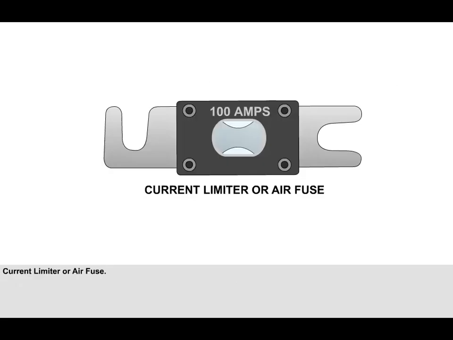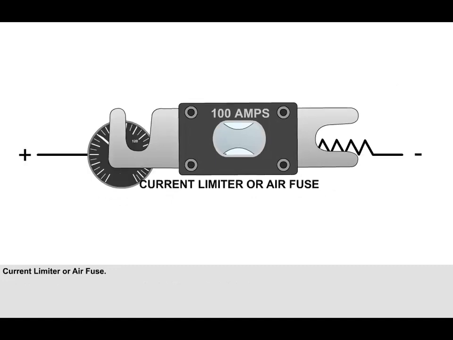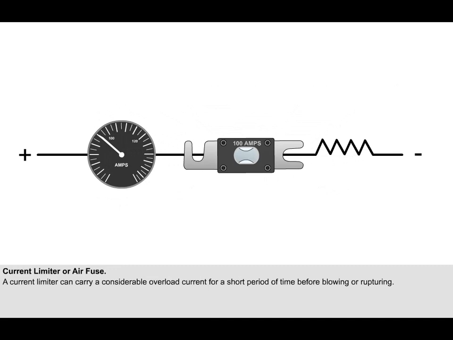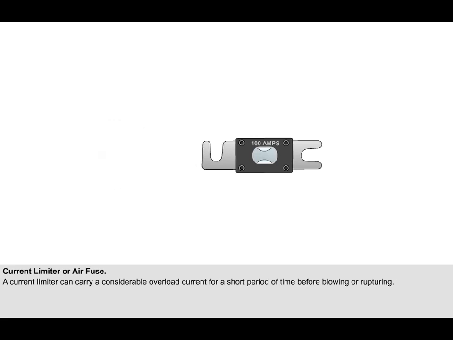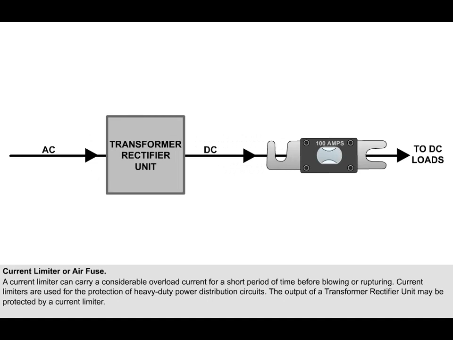Current limiters, or air fuses, are fuses which are again used in high current circuits. They are designed in such a way that they can carry a considerable overload current for a short period of time before blowing or rupturing. Their application is confined to the protection of heavy-duty power distribution circuits. The output of a transformer rectifier unit will be a prime location for a current limiter to be used. Transformer rectifier units are described fully in the alternating current series of lessons.